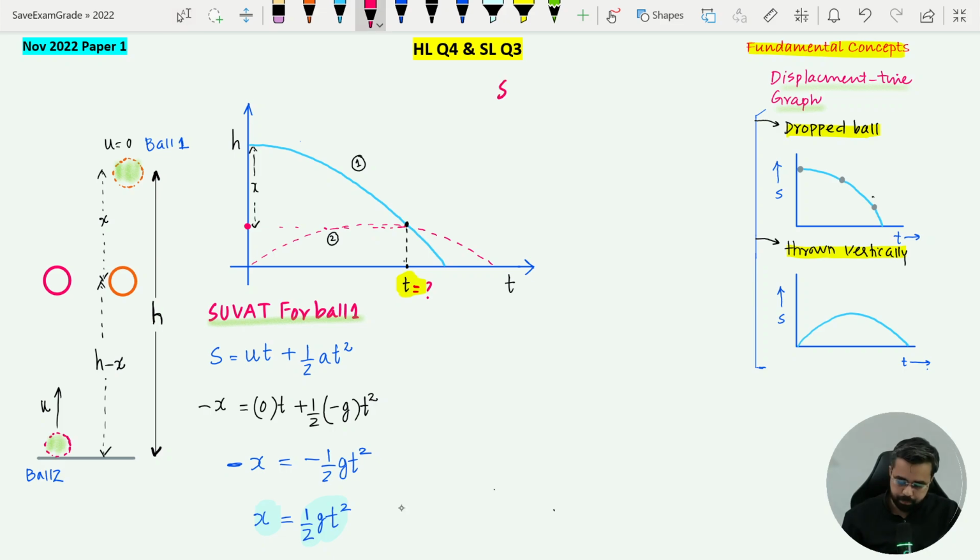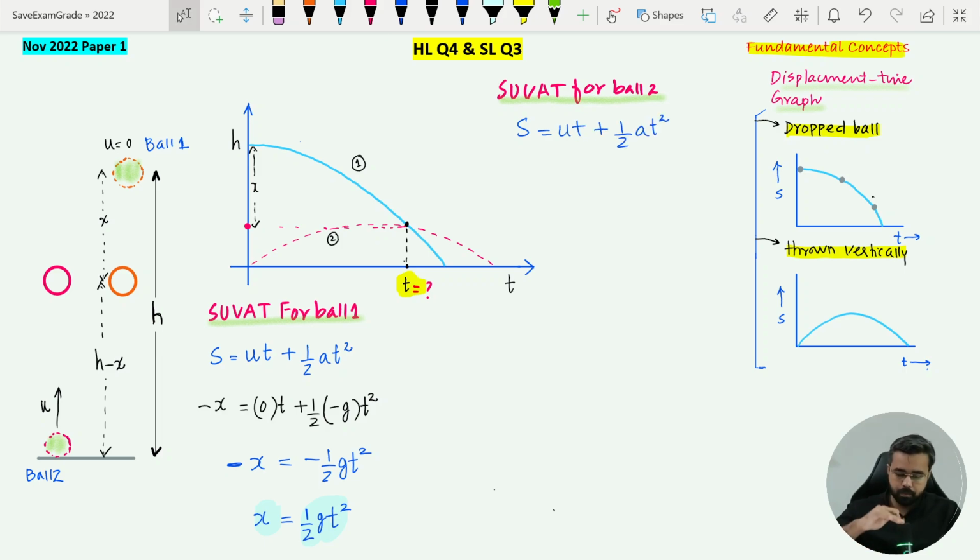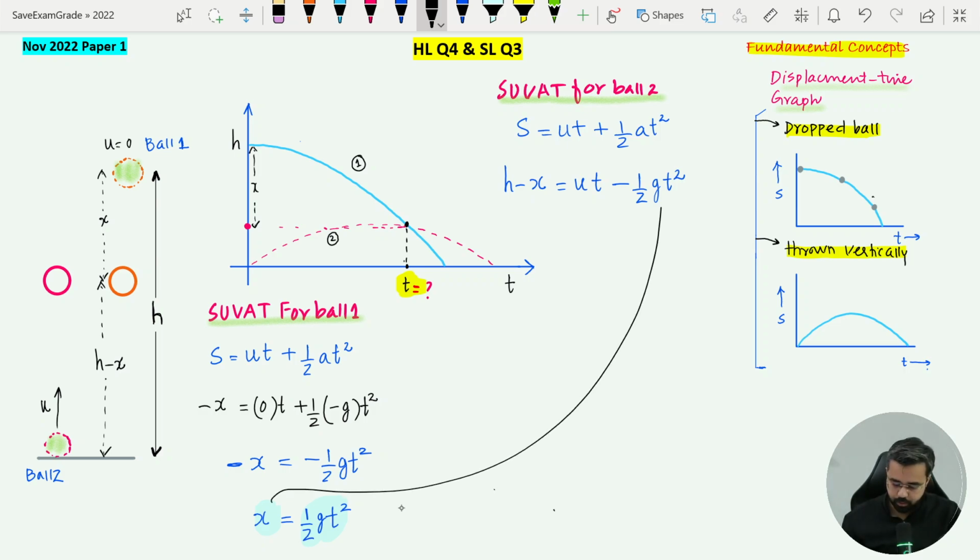Now we can apply SUVAT for ball 2, and we want to know how much ball 2 has moved during this time. So we will once again apply the same equation, because ball 2 is moving upward, so how much it has moved up, that is h minus x during this time. So that is u t minus 1 over 2 g t squared. And now we can plug the value of x over here.